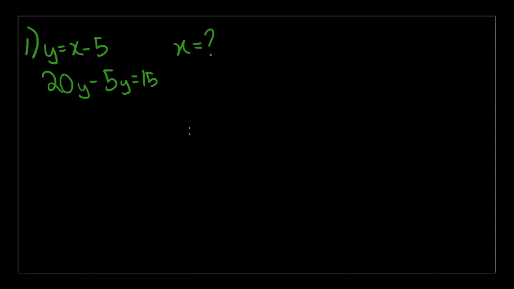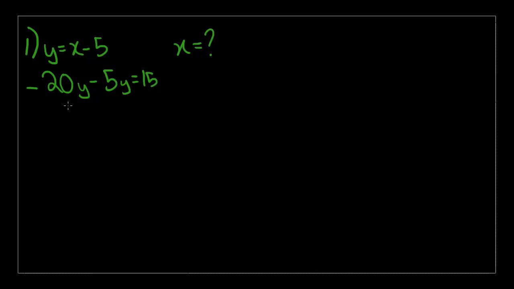Anyways, let's get started on number 1, which says if y equals x minus 5 and 20y minus 5y equals 15, what is the value of x? Well, y equals x minus 5, that we know. And this isn't anything about substitution or anything. You could just do it by solving each separate equation. So let's start with the second equation.